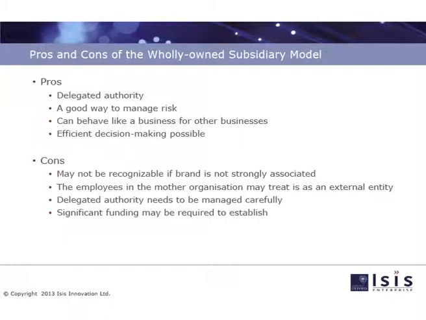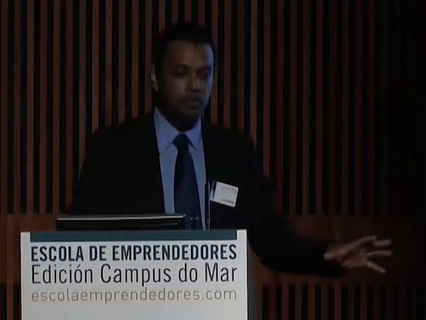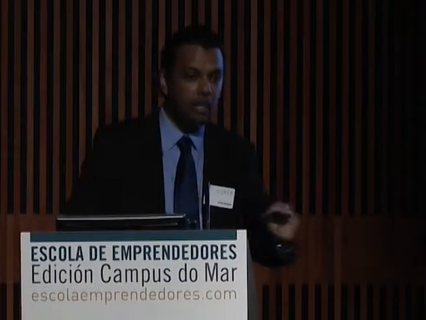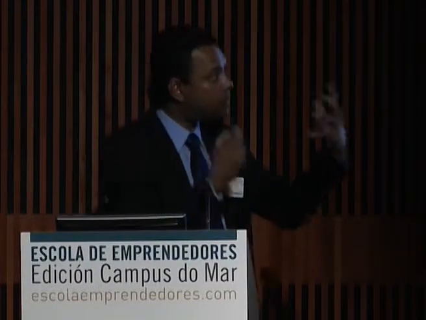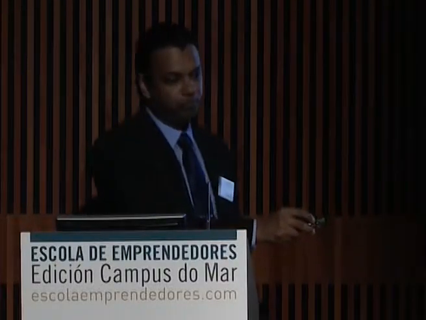And efficient decision-making is quite possible, right? Because there is delegated authority. There's transferred authority from the university in order to make decisions, right? And there are ways that Oxford manages this very carefully. But I can't go into that because it's a lot of information. Anyway, what are the disadvantages, right?